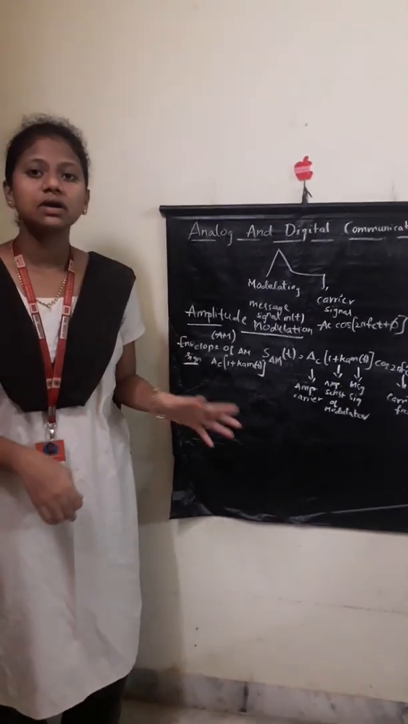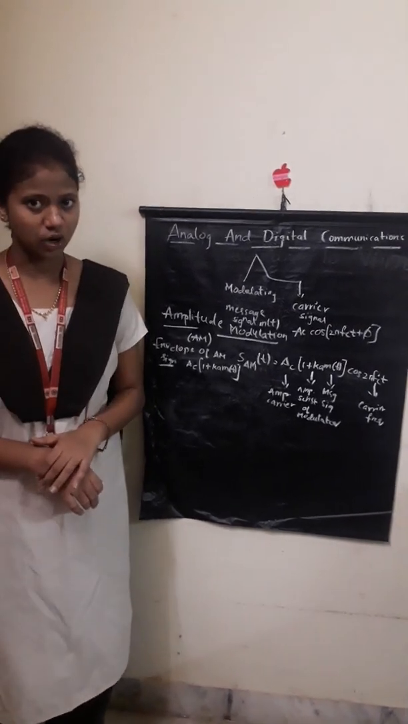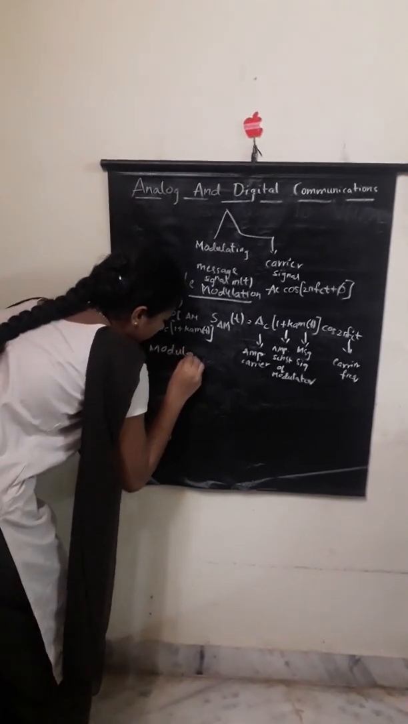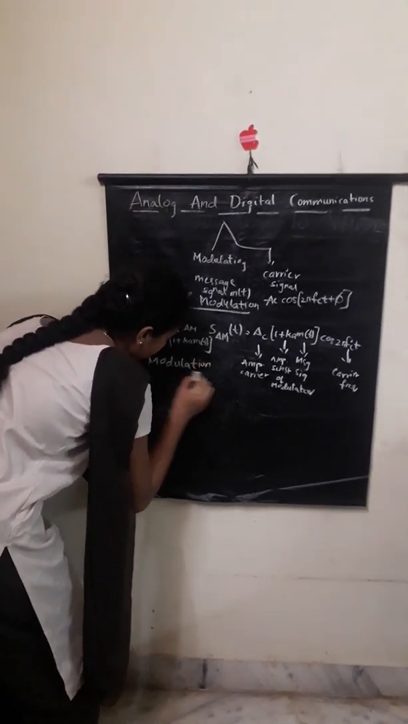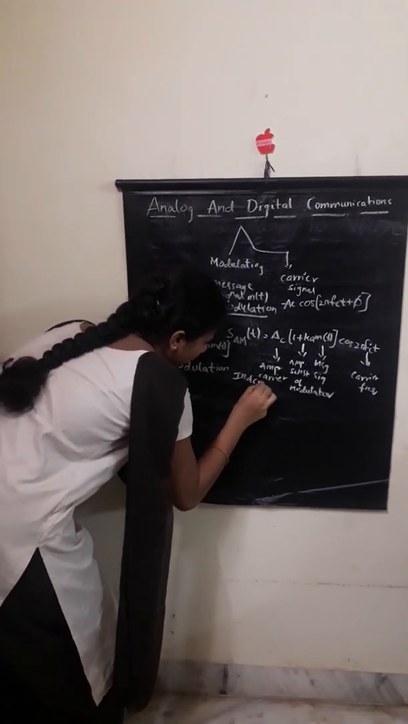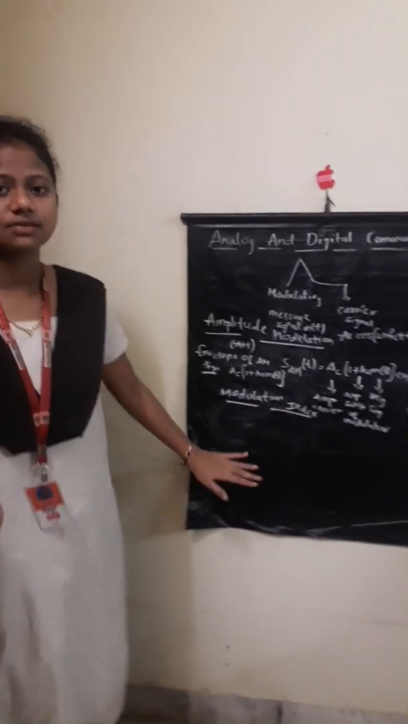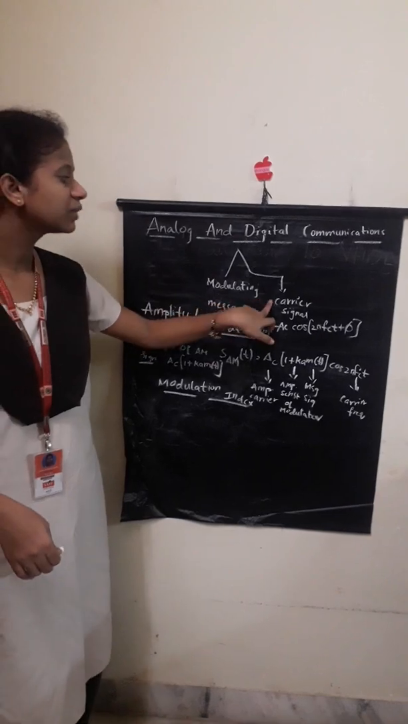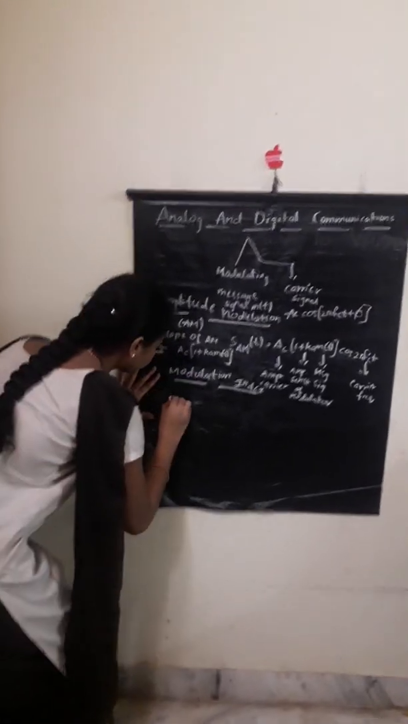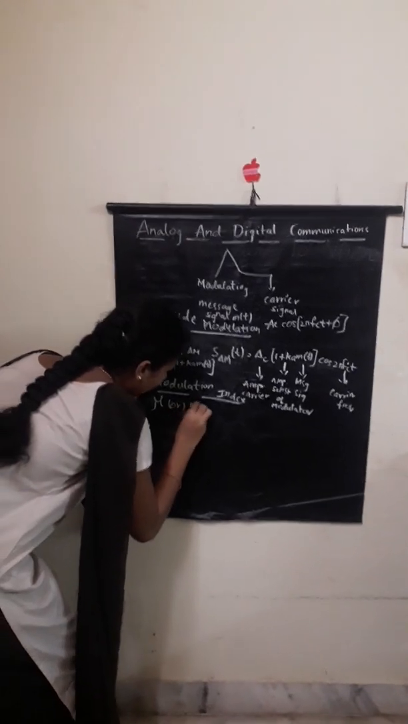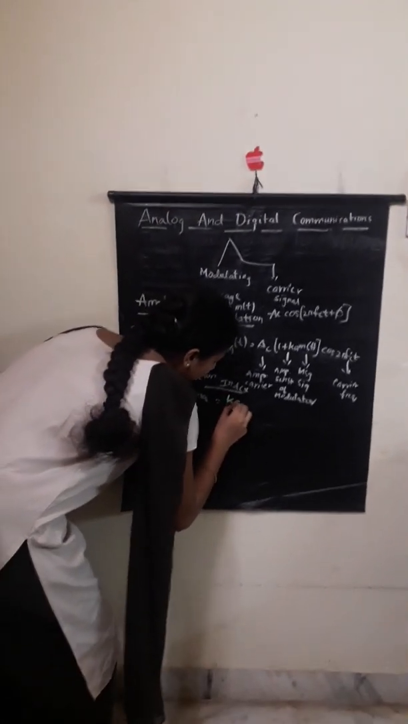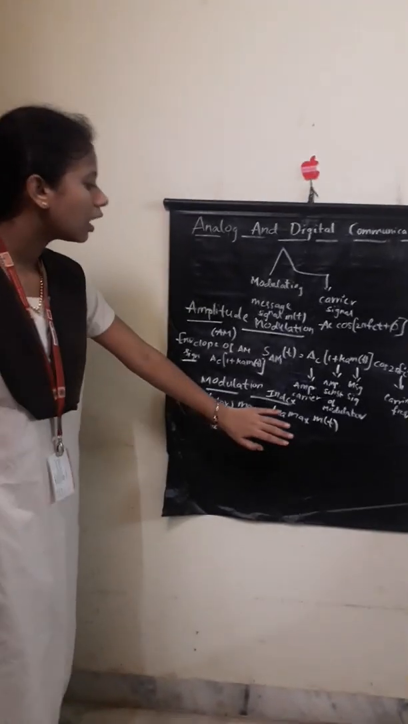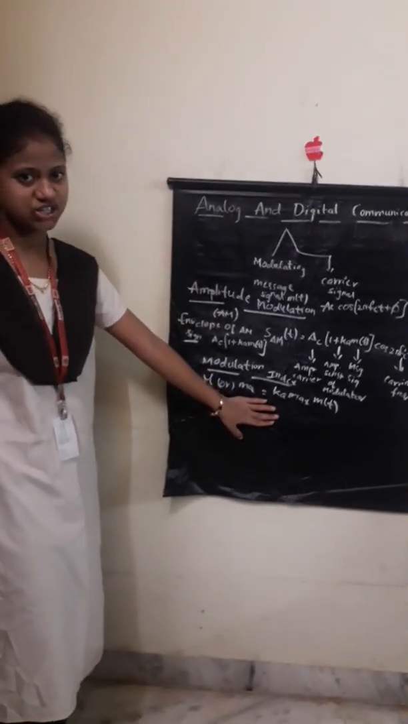Now the second parameter in this is modulation index or depth of modulation. It is defined as a measure of how much the modulating signal modulates the carrier signal. It is denoted by mu or m_a, that is equal to Ka into max of |m(t)|. This is the modulation index or depth of modulation expression.